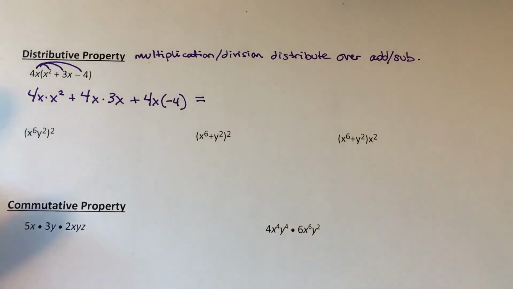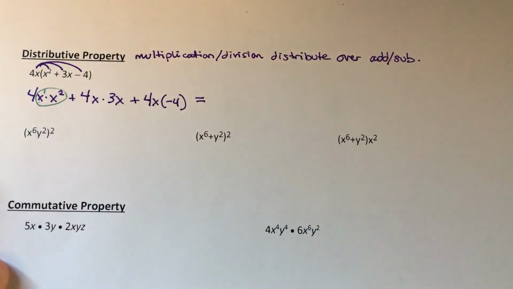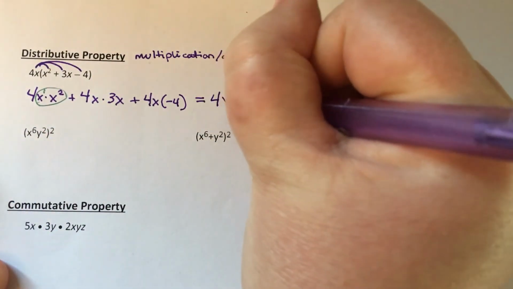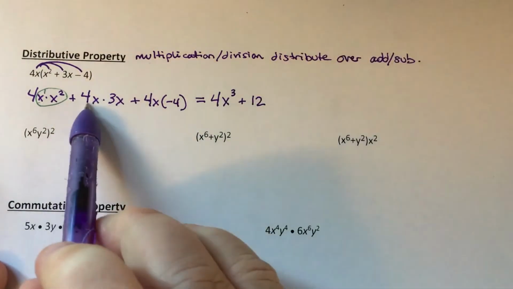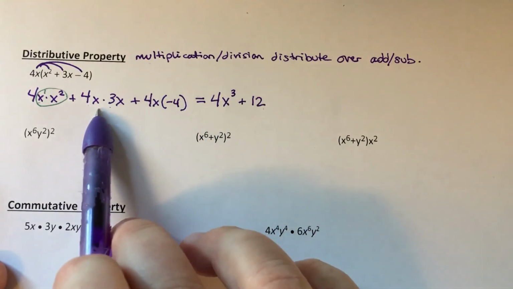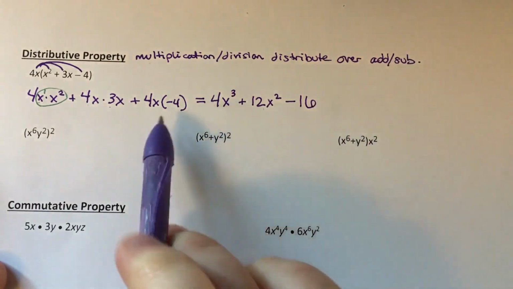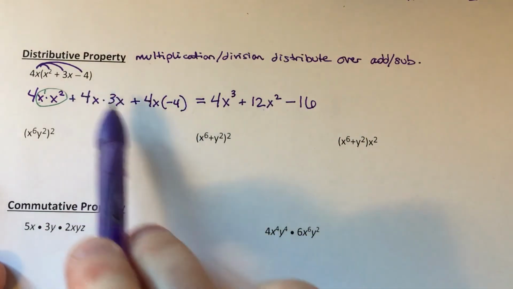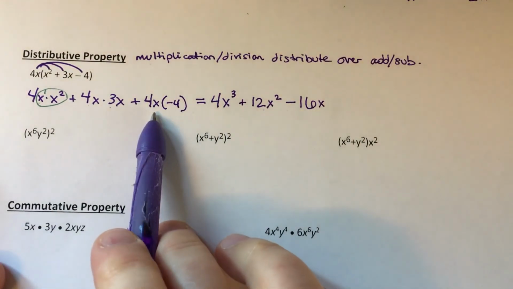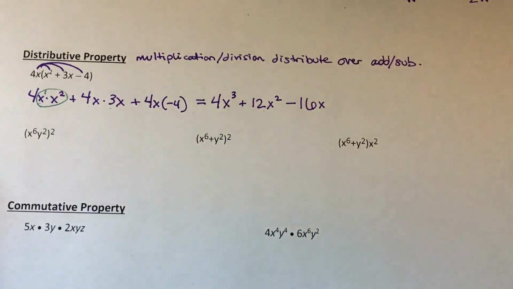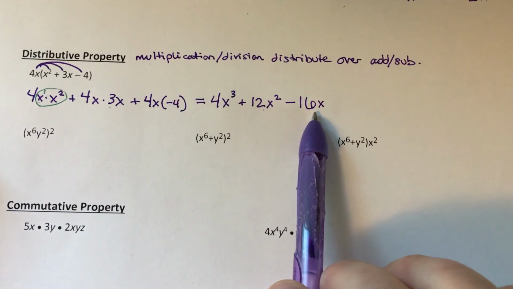And this is where our rules of exponents come in. If I have x to the first and x squared together, that makes x cubed. So this would be 4x cubed plus 4 times 3 is 12. And then I have x times x, that makes x squared. And then now I am going to remember to make that a minus sign instead of the plus I wrote here. So it's minus 16, and then there's an x in there as well. So simplified, this would be 4x cubed plus 12x squared minus 16x.